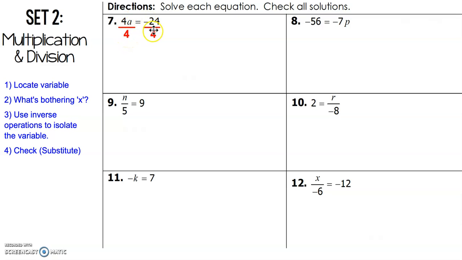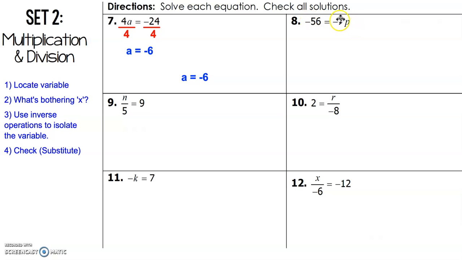So divide by 4 on both sides, and I get a is negative 6. I can substitute back in and say, well, is 4 times negative 6 negative 24? And it is. So my a value is negative 6.